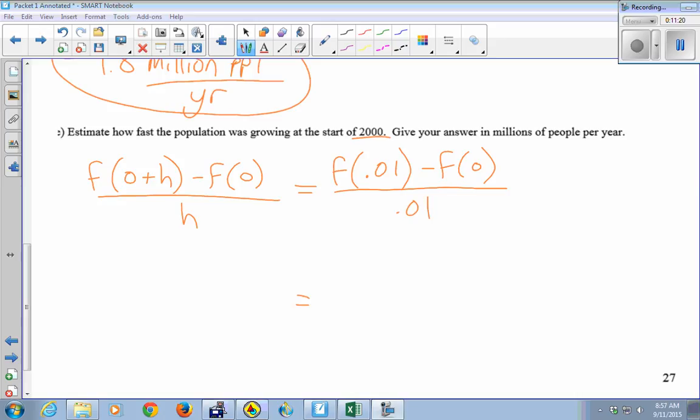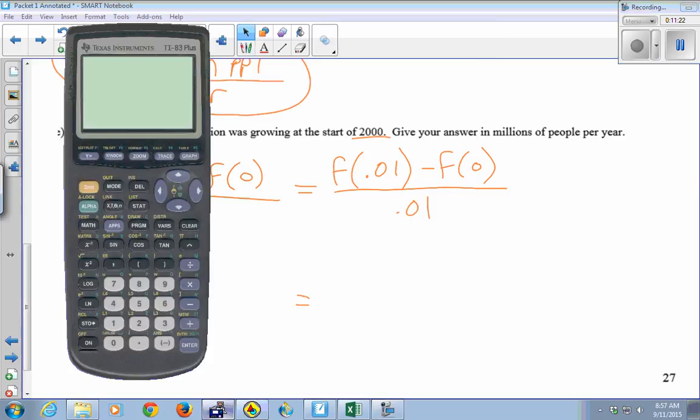All right, and then we just will have the calculator do all the hard work. For some reason, the on button doesn't work with the touch screen.